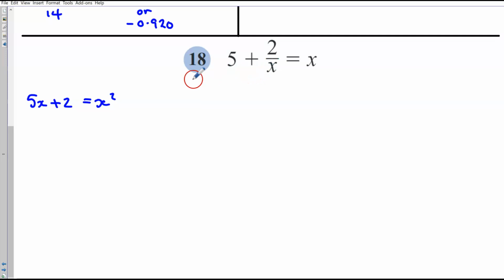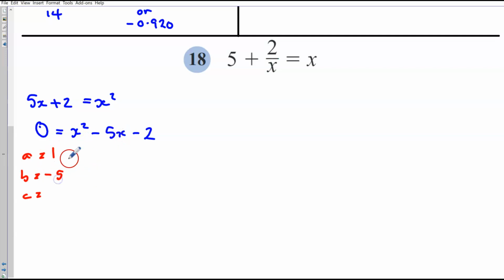You now need to set it all to 0. Now, I don't want to take away the x squared, setting this side to 0, because you'd have negative x squared, which tends to make life a little bit harder. So I'd rather take this lot away. So I'm going to take 5x from both sides and take away 2 from both sides. Okay, and then it's just the usual nonsense. Pick out your A, B and C. So A is 1, B is minus 5, and C is minus 2.